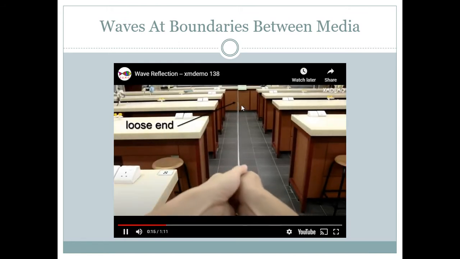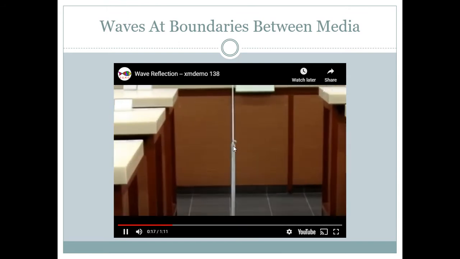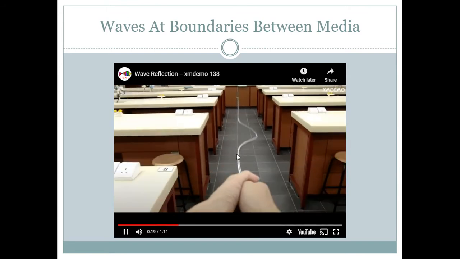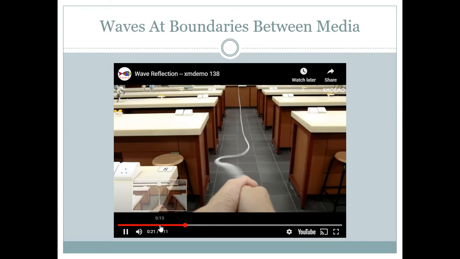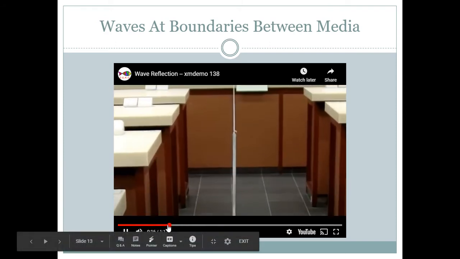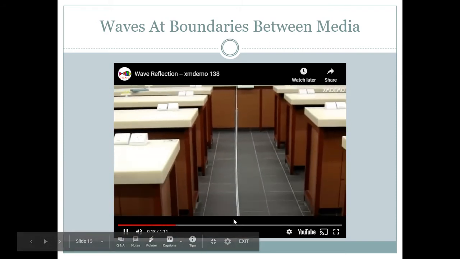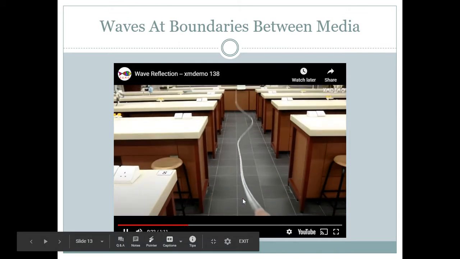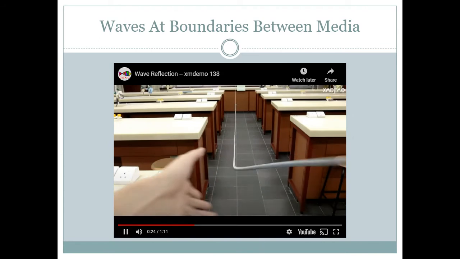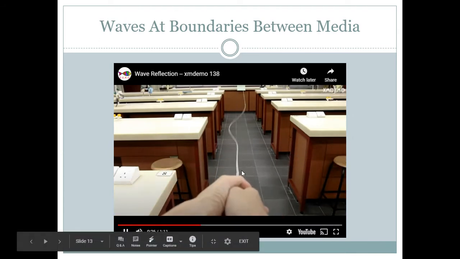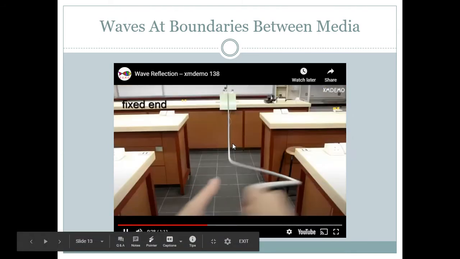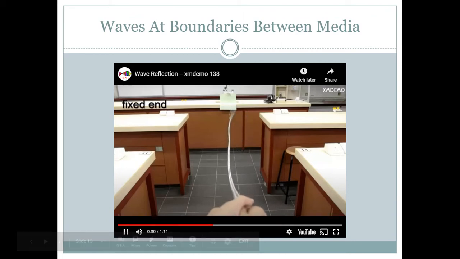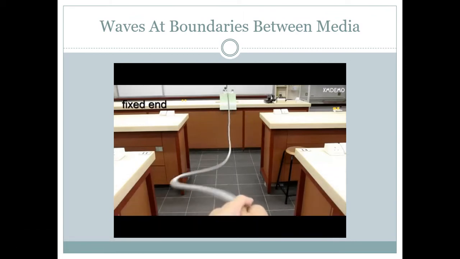Now there's a loose end. This is an open end. There's no hard fixed boundary there. See what happened? It stayed on the same side. When it reflected back, boom, it came back on the same side. See that? And then it does the inversion on his hand and then comes back on the same side. So watch, fixed end, inverts, comes back, same speed. Okay?